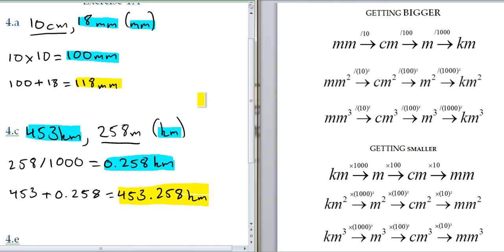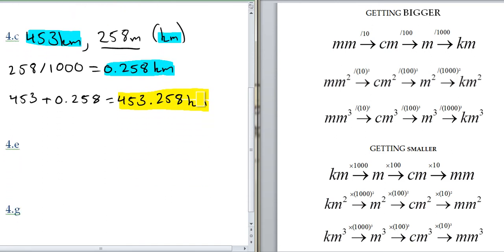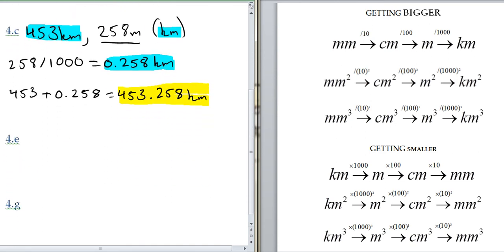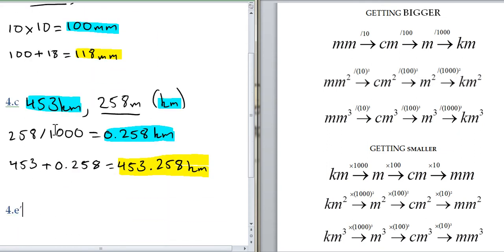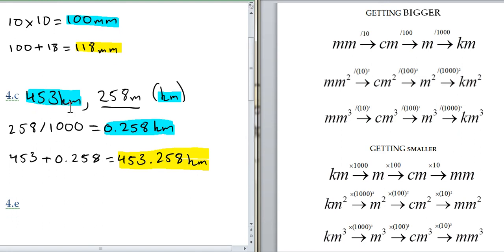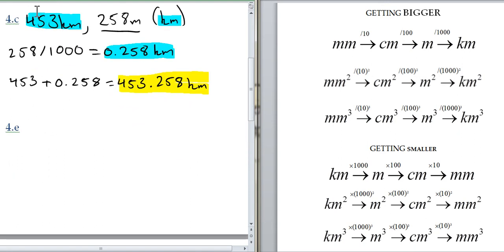So I'll scroll down now, go to 4E. In 4E, we're asked to add together 0.3 meters squared and 251 centimeters squared. And we're asked to express the answer in centimeters squared.